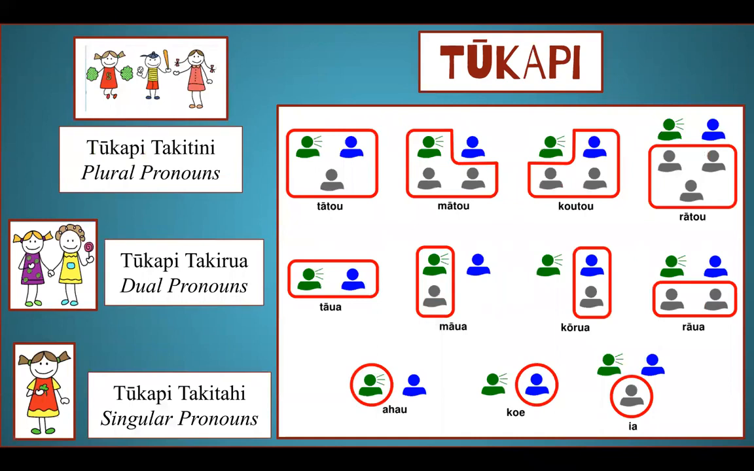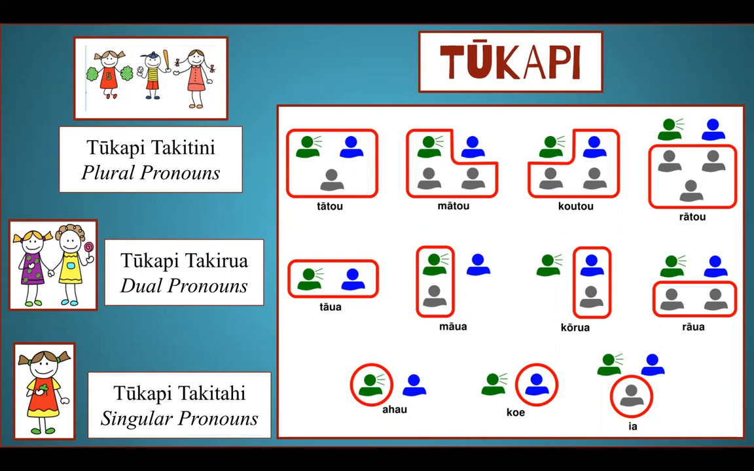When we use tūkapi, making sure we choose the correct one to use depends on the relationship between the person speaking, the person they are speaking to, and any others they are referring to in the sentence. In this diagram, the person who is speaking is green, and they have little lines beside them to indicate that they are the ones speaking. The person that's being spoken to is blue. The ones who are being spoken about, but not spoken to directly, are coloured grey. The red lines around the outside of each group of people shows who is included in the word being used.